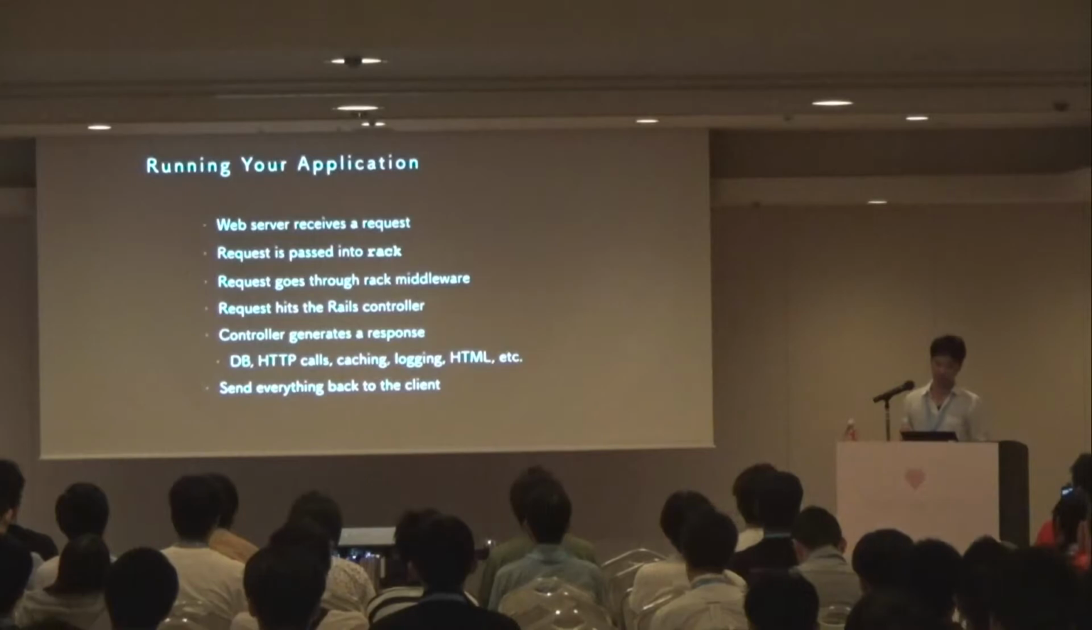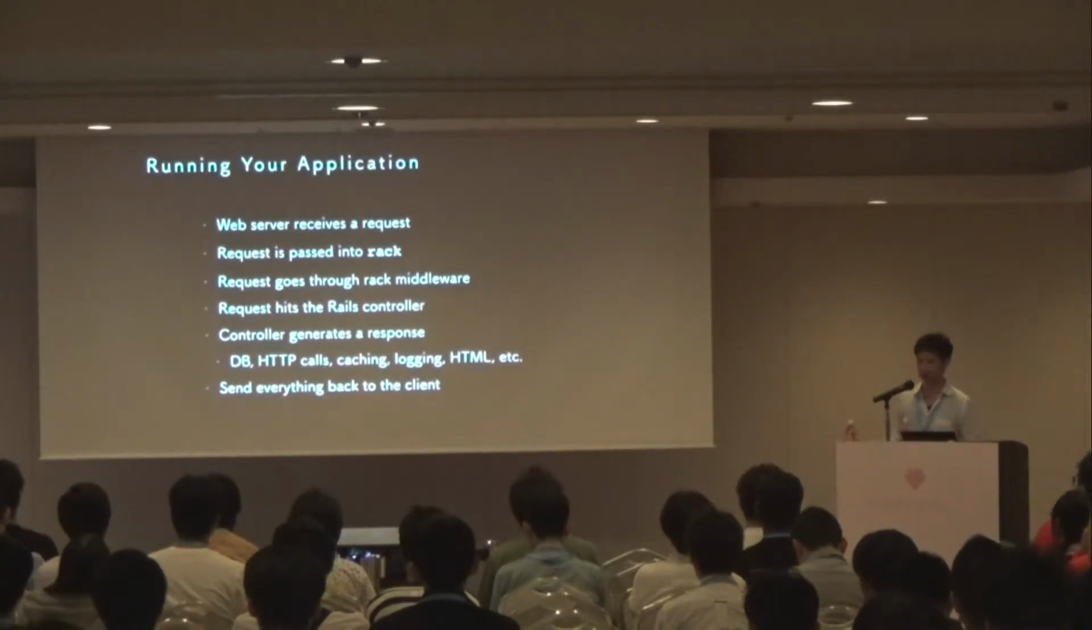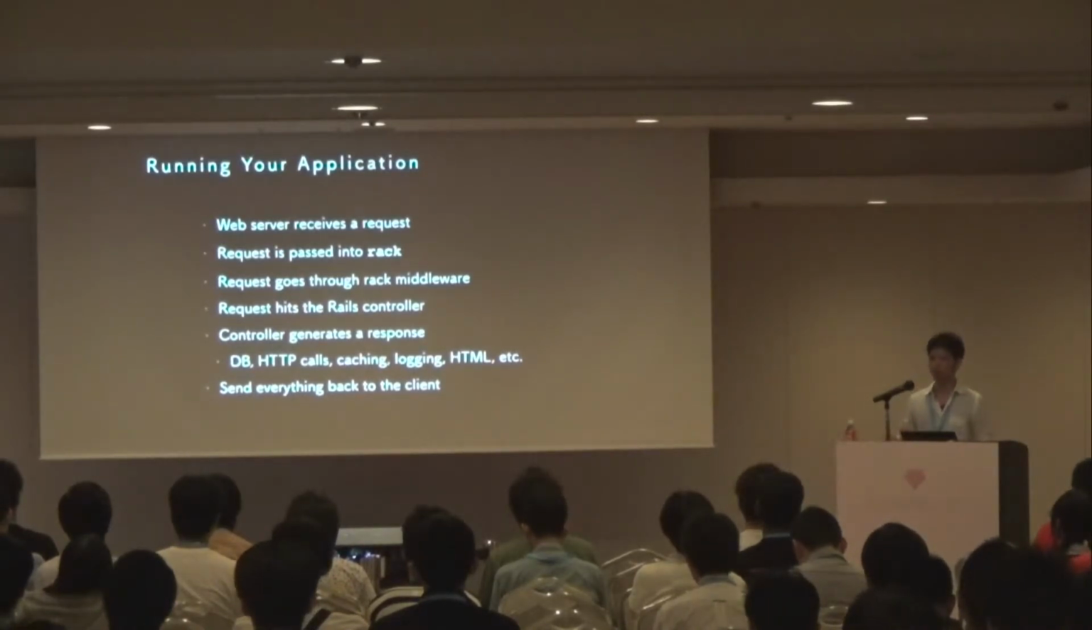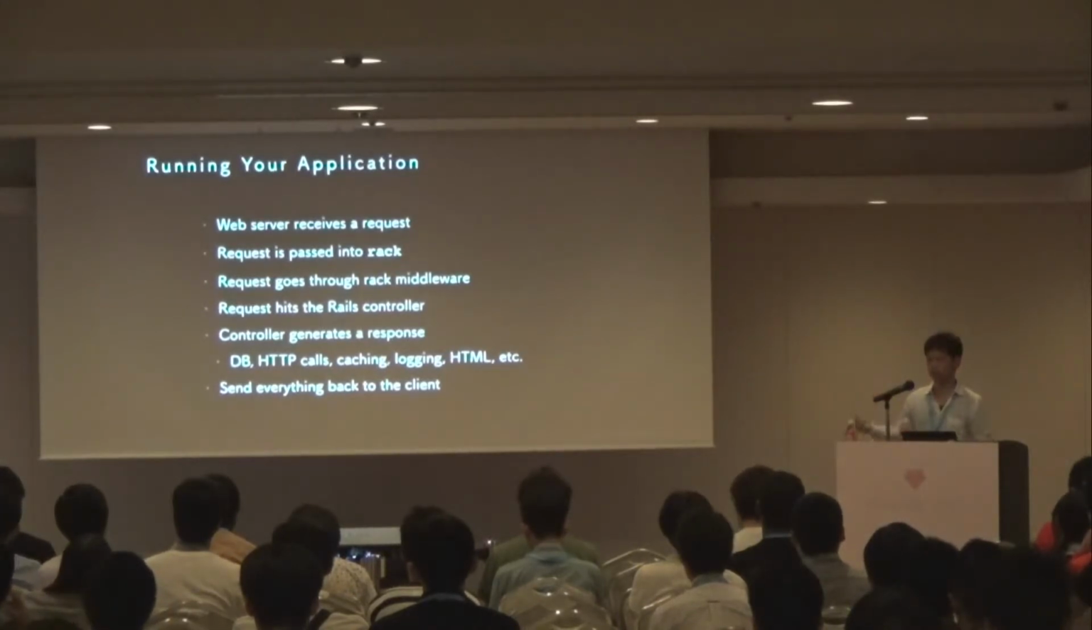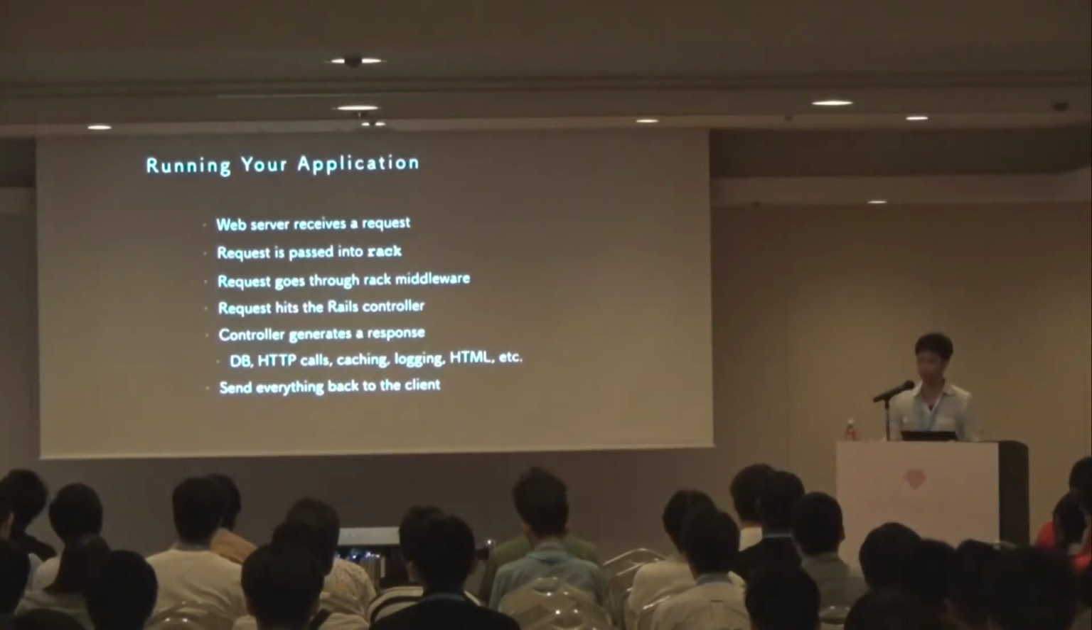And next is finally running your app. Let's say it's a Rails app: the web server receives a request, which is usually Puma or Unicorn, or sometimes WEBrick in development. Then the request is passed into Rack, and Rack passes that request into Rack middleware. It processes the request and goes all the way down to the Rails controller. The controller talks to the database, and sometimes makes a request to external services. Sometimes it needs to talk to Memcache or Redis to grab the cache. It also needs to log something if you need to, and then finally it needs to render HTML.